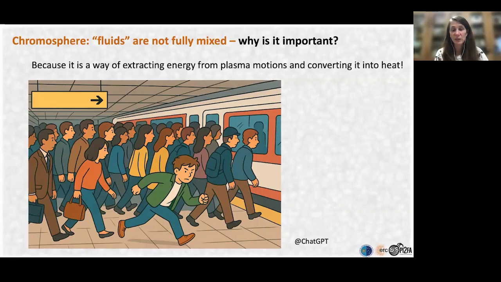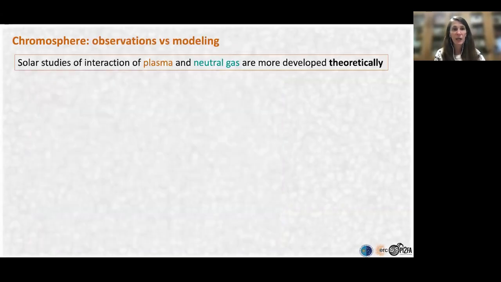And this source of heat might be rather important for the chromospheric heating, because it allows you to extract the energy from the magnetic field and put it into the plasma, into the gas. In the sun, and in the universe, there are many studies of what we call partially ionized plasma, which is partially neutral gas.